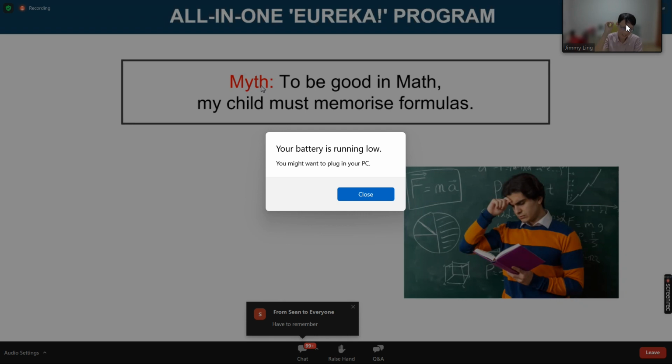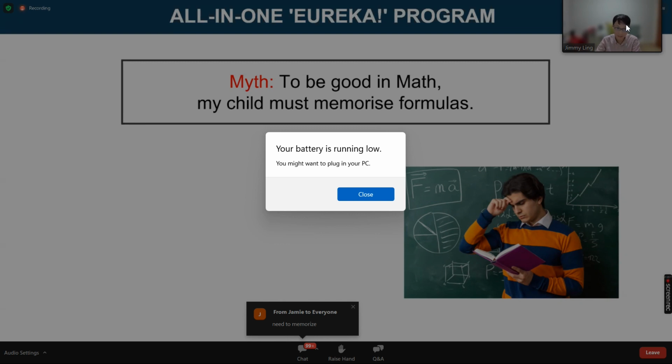Because if your child can't even know the formula, then your child will be very lost on how to solve the question. And not just area and perimeter, even a question like patterns, there are also some formulas that your child needs to know. Of course, some problem sums also have formulas that your child needs to apply, which I'm going to show later on. However, memorizing formulas is not good enough.